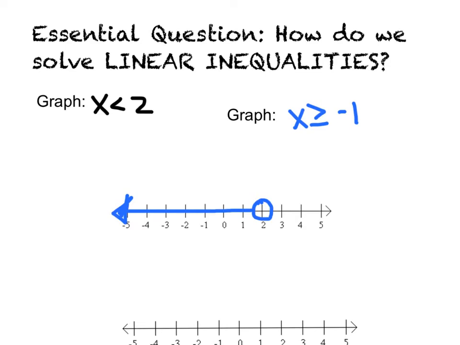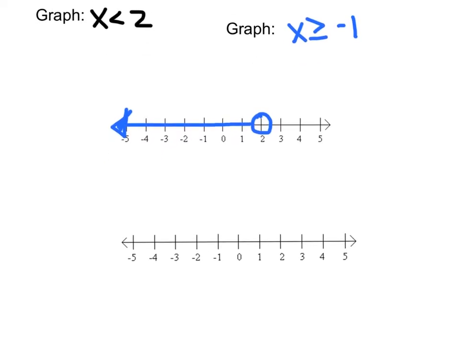Now here in the other example, we have x is greater than or equal to negative 1. So I'm going to go to negative 1, and I've got my circle now. It's greater than or equal to, so it could be negative 1, so I get to fill in this circle. And x is greater than or equal to negative 1. We know it's greater than because it opens up towards the x. So all of the x's greater than or equal to negative 1 go off to the right.